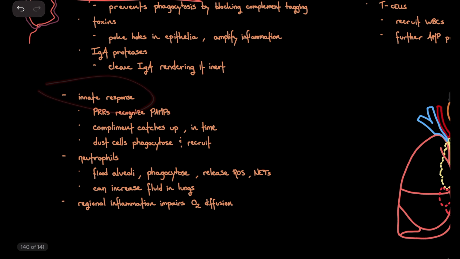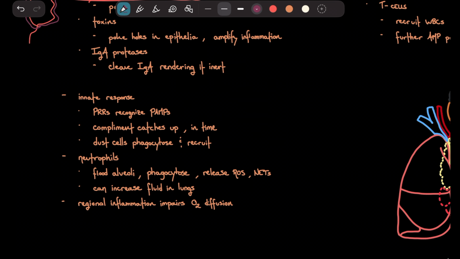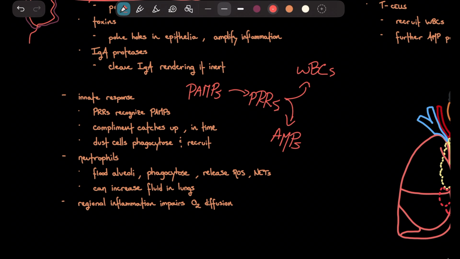All right, now to our allies, our innate response. Again, huge. I'll write this again. Definitely know this arc. We have PAMPs. They're detected by PRRs. Let's try that again. There you go. And that causes the release of antimicrobial compounds, or we recruit white blood cells. One of the two. Need it.